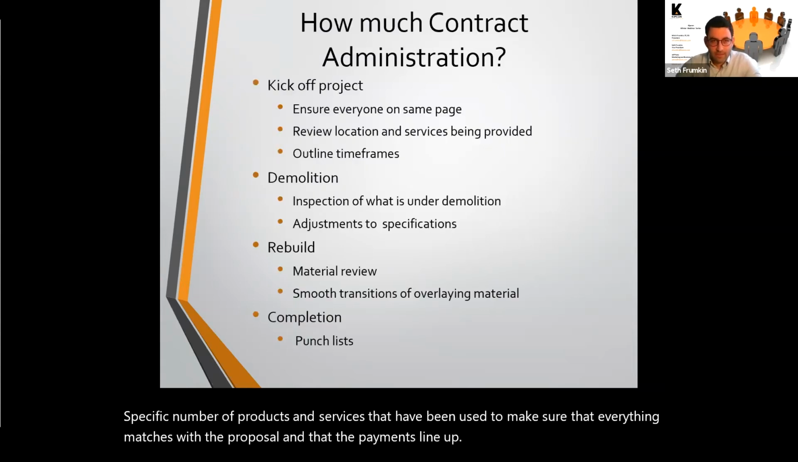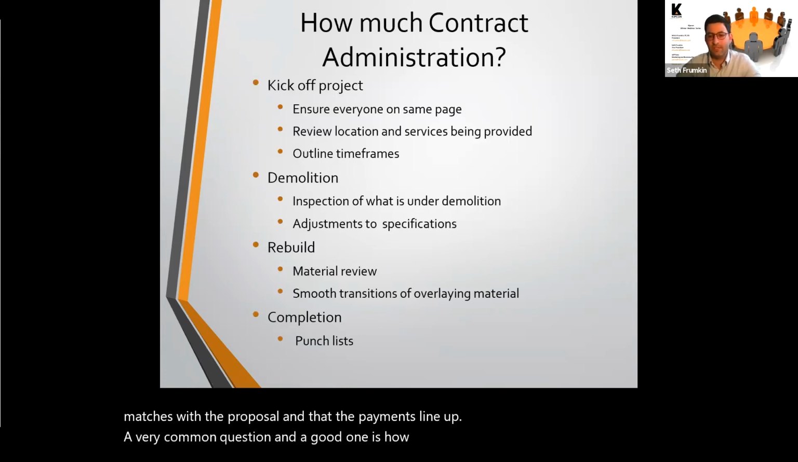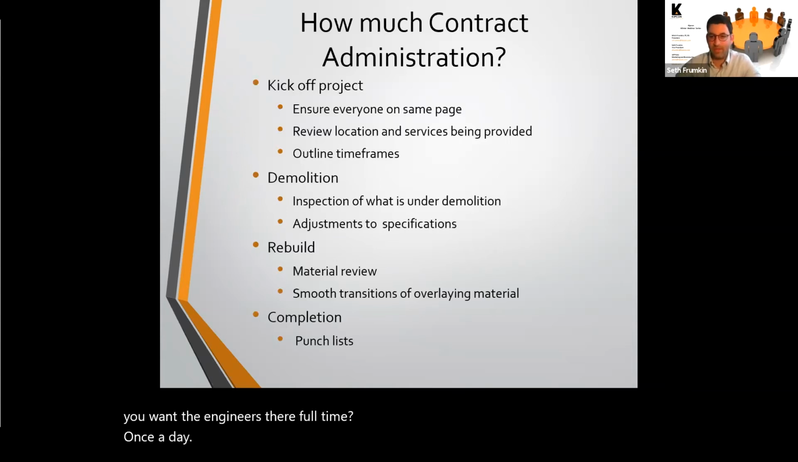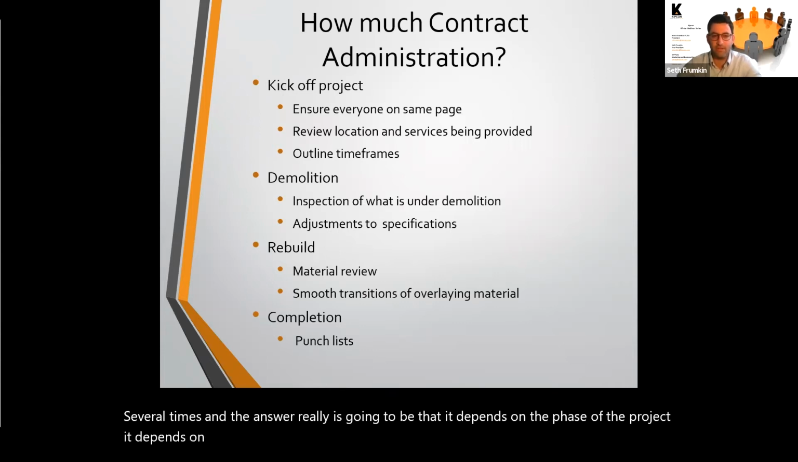A very common question, and a good one, is how much contract administration is needed. Do you want the engineer there full-time, once a day, 3 times a week? And if they're there 3 times a week, for how long should they be there? For 2 hours, the whole day, just in the morning? Should they come back several times? The answer really is that it depends on the phase of the project. It depends on the association and their comfort level, the contractor, and the type of project that it is.